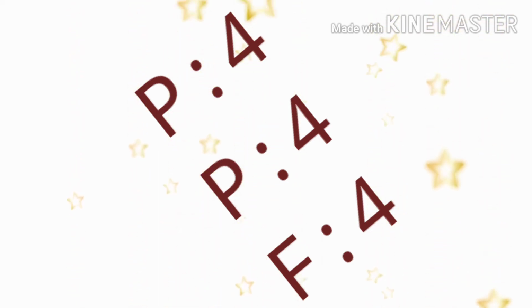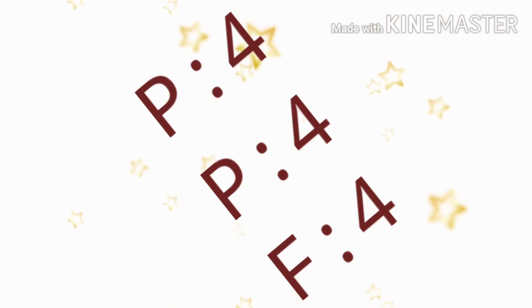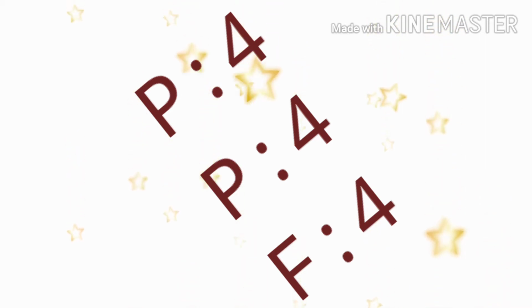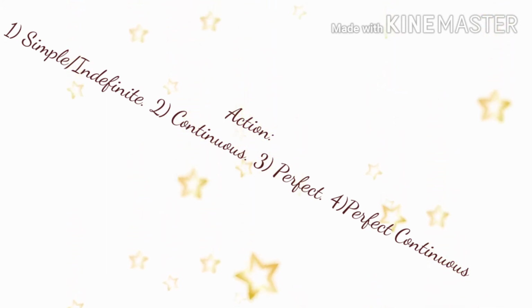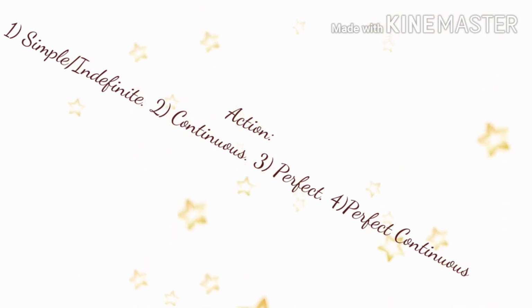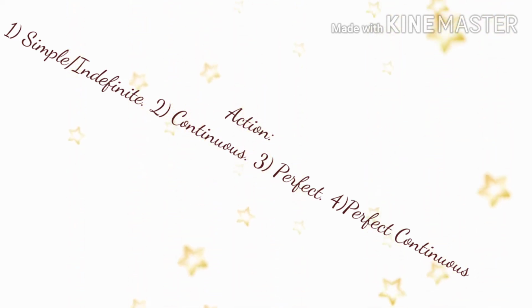Okay, so present, past, and future. Don't get confused over here. Present has 4 children, past 4, future 4. Then what names did they keep? नामकरण तो होना चाहिए, right? So the names for them are simple or indefinite tense, continuous, perfect, and perfect continuous.